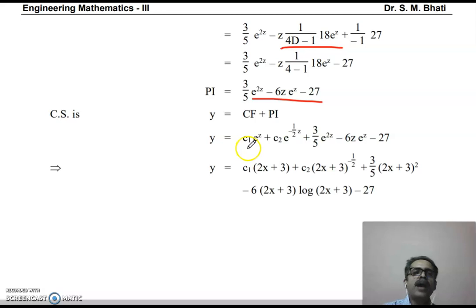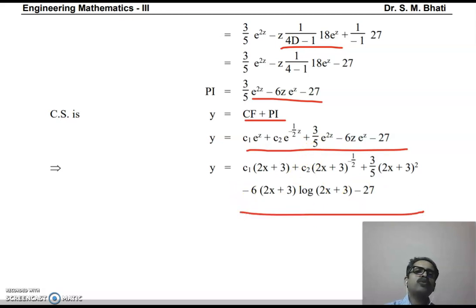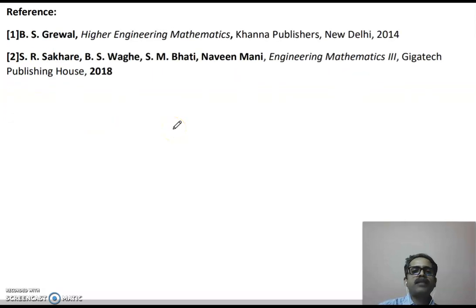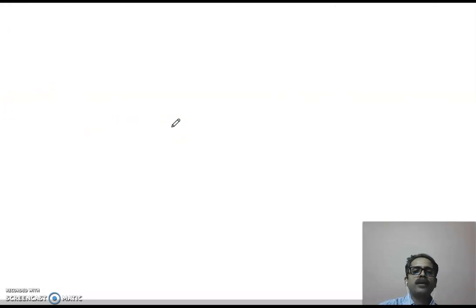Put the value of PI and CF in the right hand side of this equation, and now convert this in terms of x by using resubstitution, and in this way we obtain the complete solution for the given differential equation. We have a reference. We have used here 2 books. One is B.S. Grewal, and another is the book written by myself and some of my colleagues.